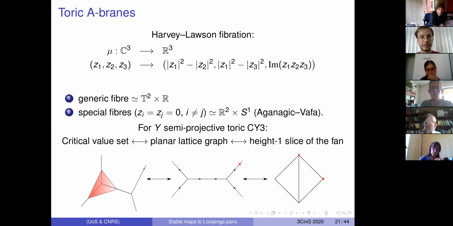will lie on an affine hyperplane, so that the fan will be a cone over some convex lattice polygon. And this lattice polygon is the dual of the lattice graph describing the Harvey-Lawson fibration. So the notion of having a Harvey-Lawson brane will be given by a marking of one of the edges.